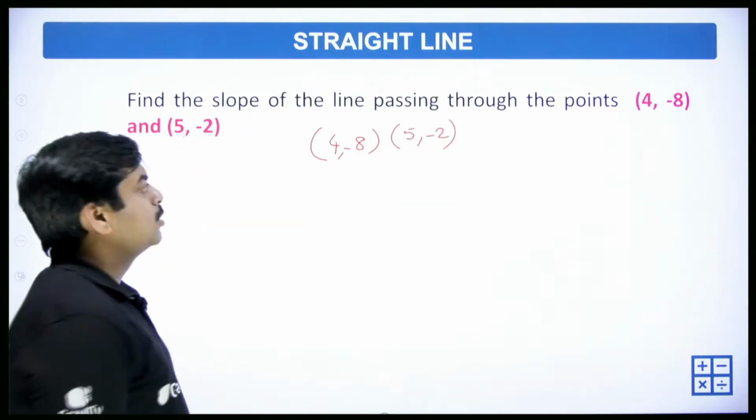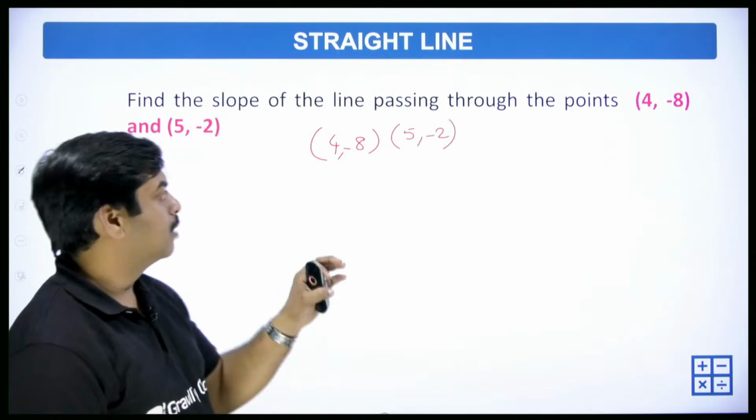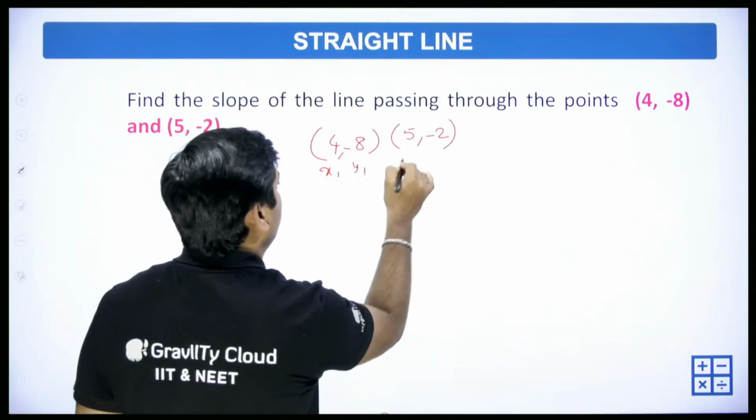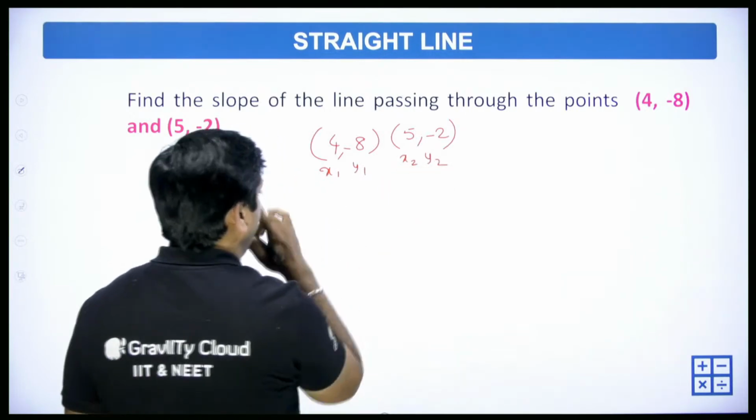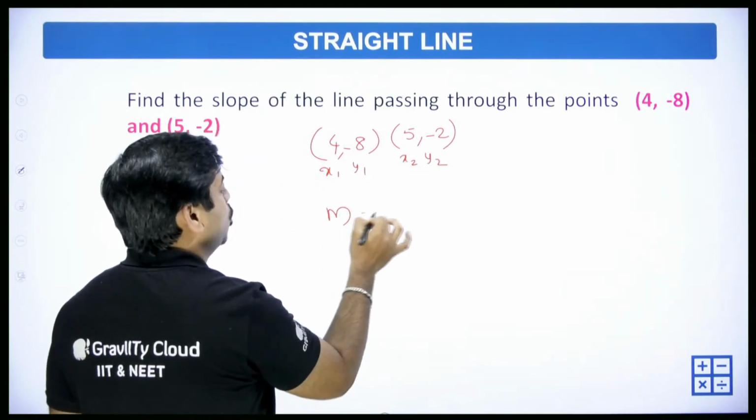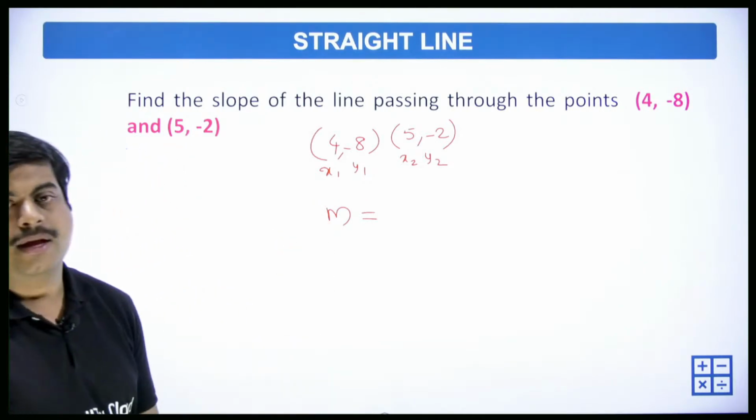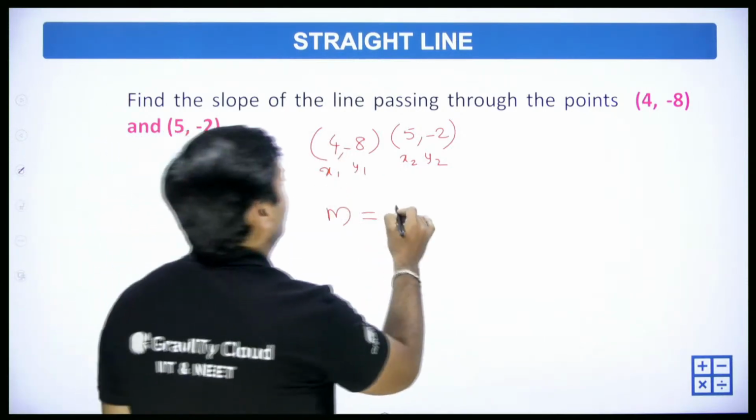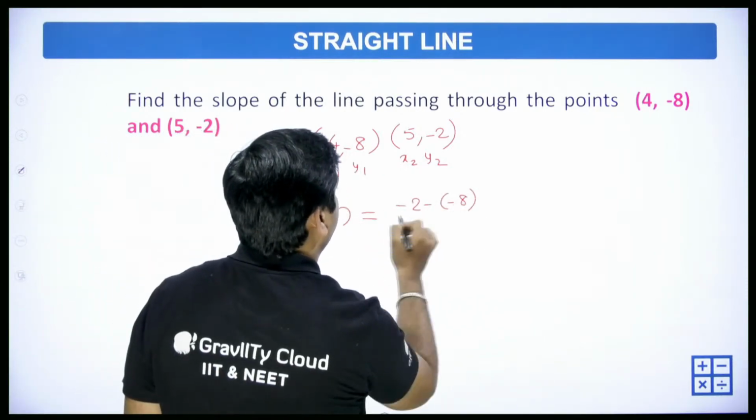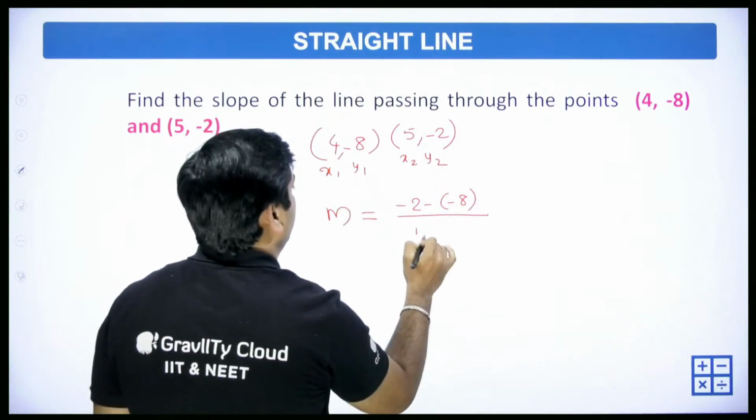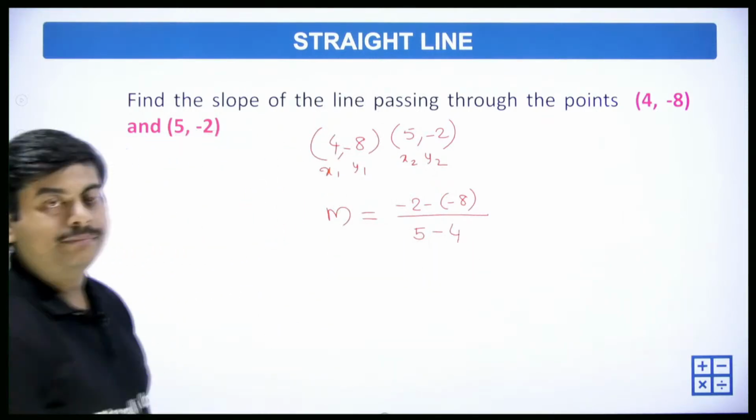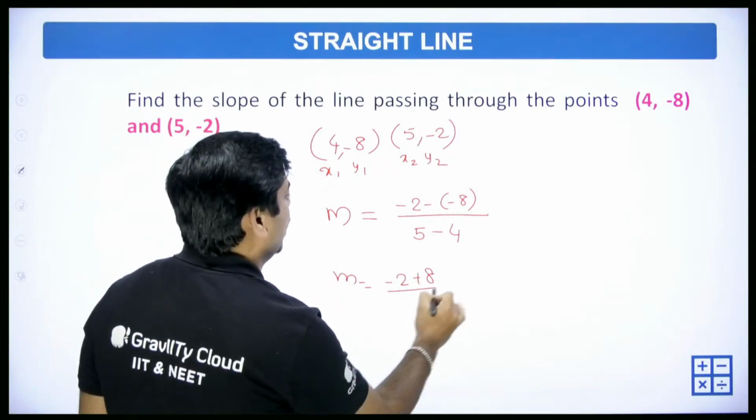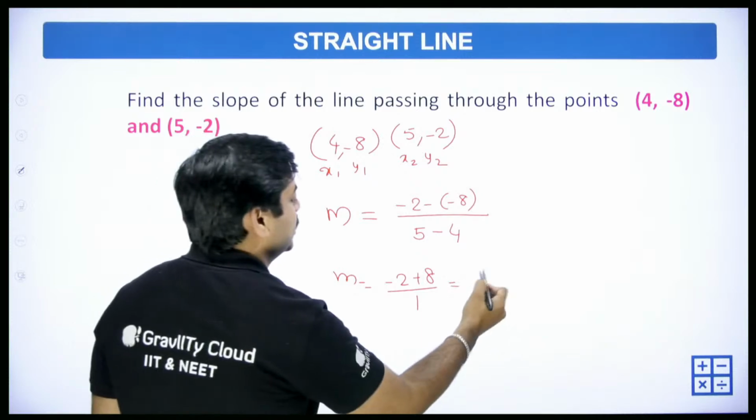Find the slope of the line passing through the points (4, −8) and (5, −2). So x1, y1, x2, y2. The formula for slope, which we generally represent with m, is m = (y2 − y1)/(x2 − x1) = (−2 − (−8))/(5 − 4). So m = (−2 + 8)/(5 − 4), and 5 − 4 is 1. 8 minus 2 is 6.